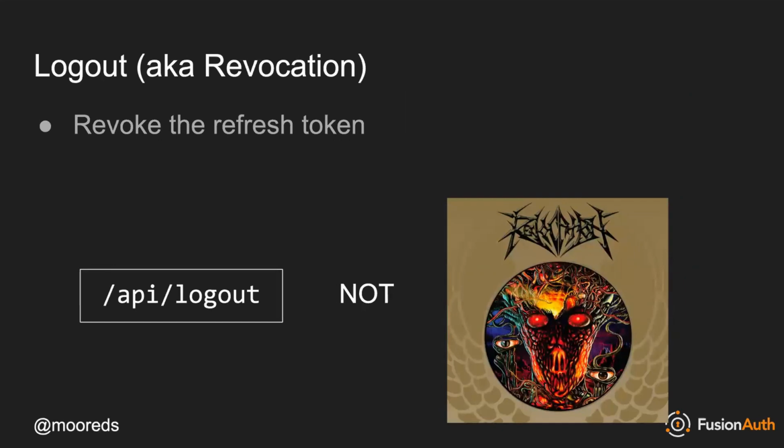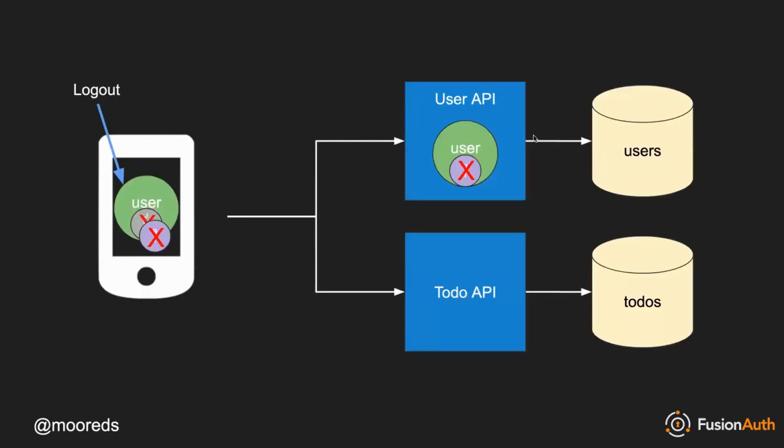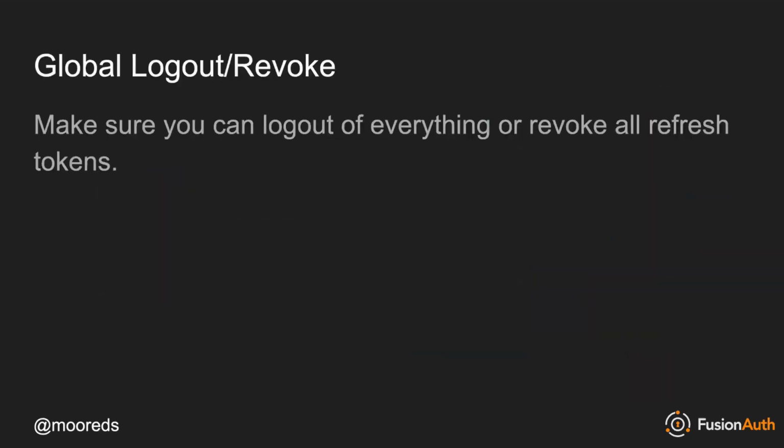As far as logout, in a JWT-based system, you're pretty much limited to revoking the refresh token. This is the flip side of the fact that JWTs are stateless. And how that works is the client issues a logout request. It's going to take care of the JWT on its system and the refresh token, making sure they're deleted. And then because of the logout request, the user API can delete the refresh token. And that means that the refresh token can no longer be used to mint new JWTs. If you have more than one system or multiple different refresh tokens, make sure you revoke all of them.